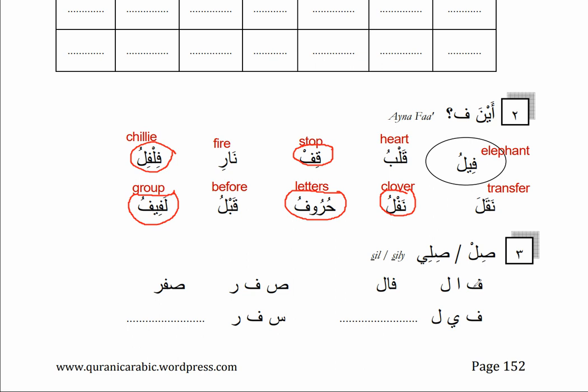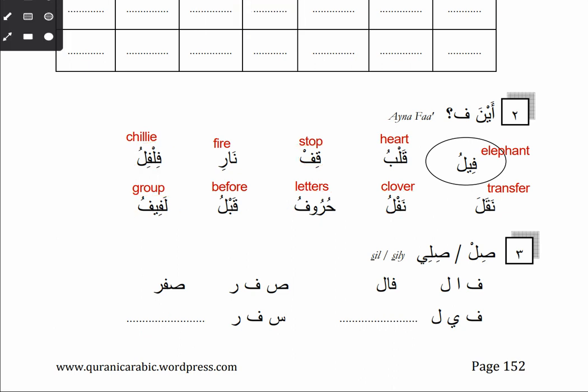Sil was sili, means to connect. Fa, ya, then lam, feel. Then seen, fa. Now how are you going to write fa in between? Seen with the tail, then clockwise rotation, and then raw. Continue with the raw. So this is how you're going to write the letters, connecting letters.